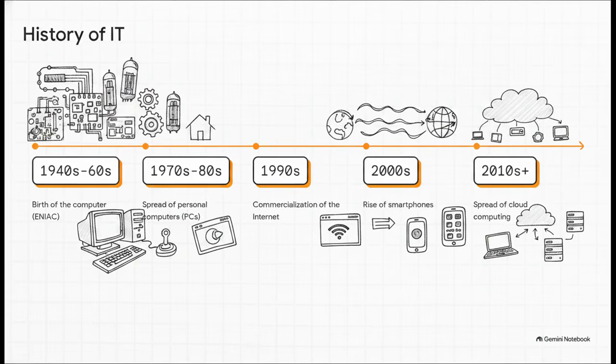In the 1940s, we had the ENIAC for hardcore scientific computation. By the 70s, PCs actually entered our homes. The 90s commercialized the internet, making information truly global. Then the 2000s gave us smartphones, and from the 2010s onward, cloud computing turned IT into this widespread, invisible service we all use every day.